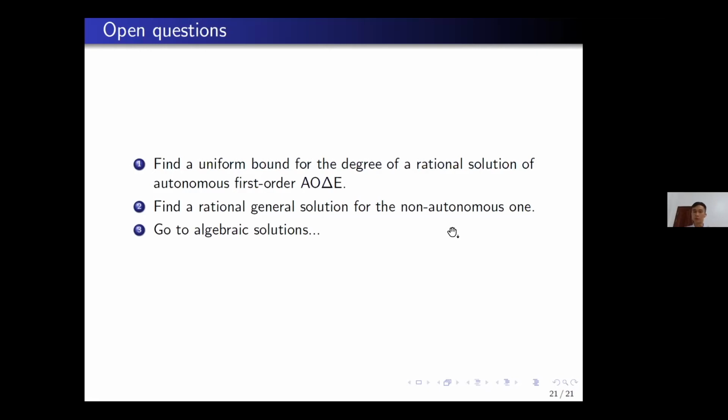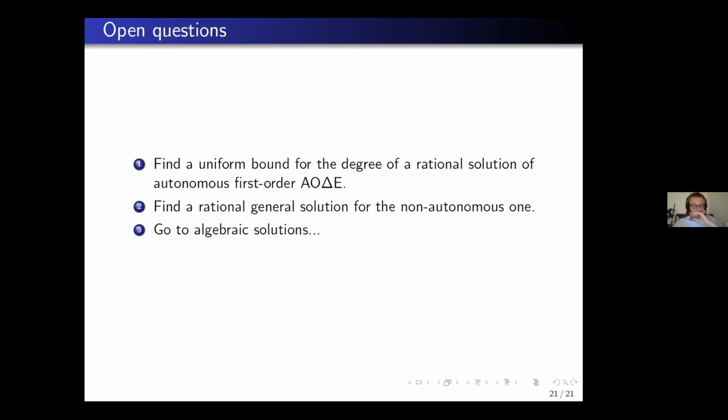The second comment: the idea should work for autonomous equations. When we come to non-autonomous ones, we have no idea. For the non-autonomous one, we can reduce the given first order AODE to a separable one. But from the separable one, we don't know how to go further. And that is for rational solutions. Maybe after that, we can consider algebraic solutions. And this finishes my talk. Okay, thank you very much.